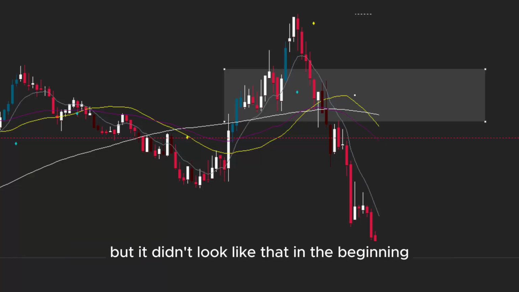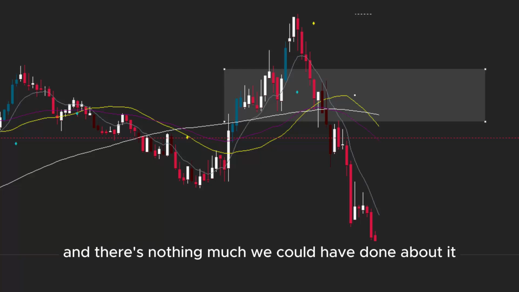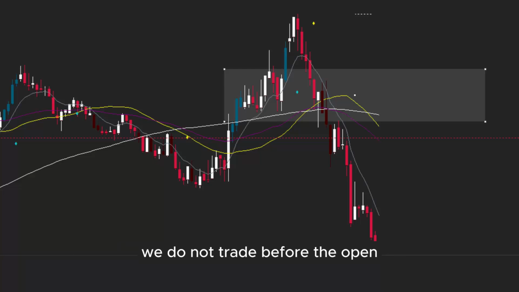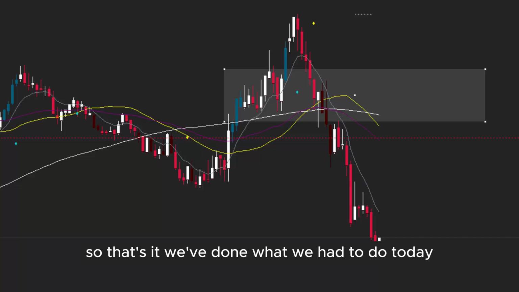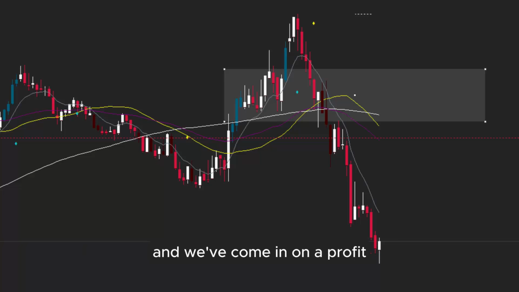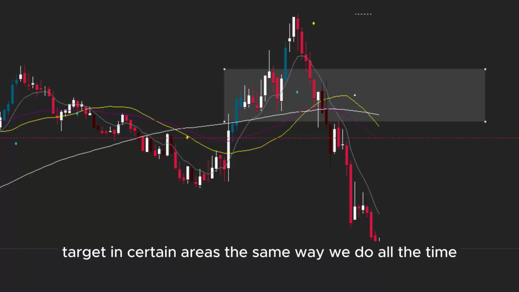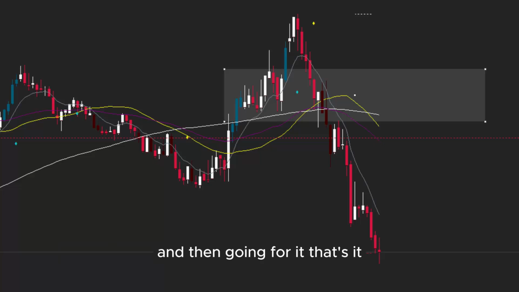But it didn't look like that at the beginning. And there's nothing much we could have done about it, because we've got our way of doing it. We do not trade before the open, the London Stock Exchange open. If we did, there wouldn't have been a problem today. And we only take trades with signals. So that's it. We've done what we had to do today, and we've come in on a profit. It's just a matter of discipline. No revenge trading. No trading on hunches. No trading on whims. Looking if there is a trade, targeting certain areas the same way we do all the time, and then going for it. That's all we did today, and it worked out.